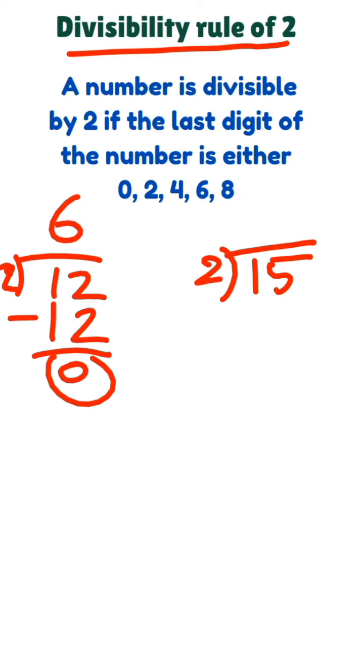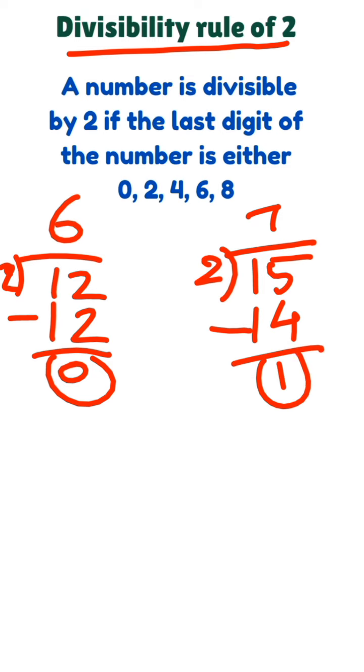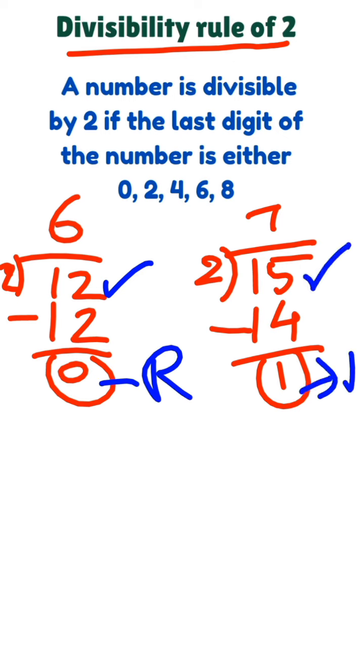Now I am dividing 15 also by 2. Do I get 15 in the 2 table? No. What is the number less than 15 in the 2 table? 2 sevens are 14. What is the remainder? 1. So now you can observe that when I divided 12 by 2, I got the remainder as 0, and when I divided 15 by 2, I did not get the remainder as 0.